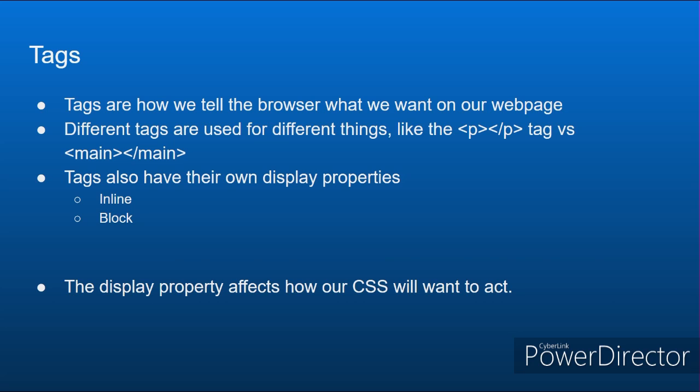There's two different types of display properties a tag will have. That'll be inline and block. What those are is just how HTML is going to throw your information and content onto the web page. Just plain vanilla, it's just how it's going to show up by default if you don't style the web page. And these display properties also affect how your CSS acts. So I'll get into how they affect CSS in the next part of this video.